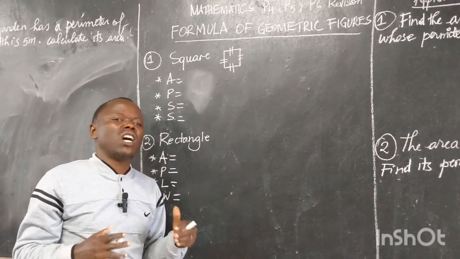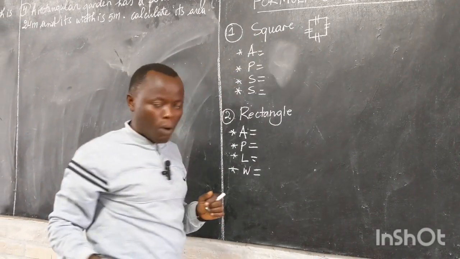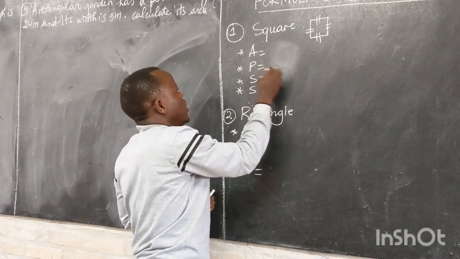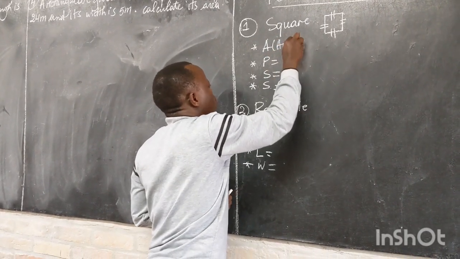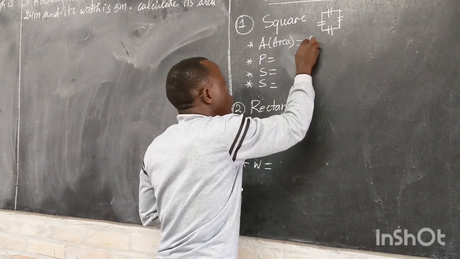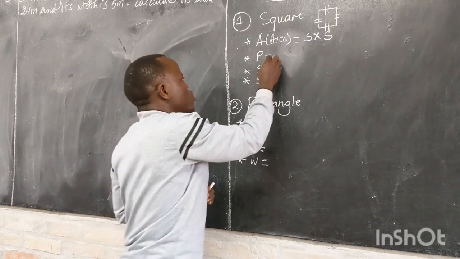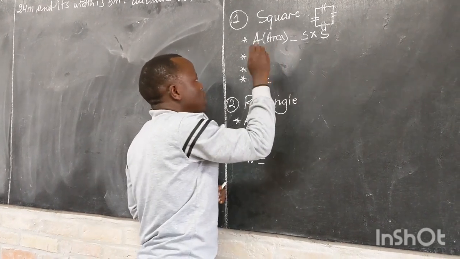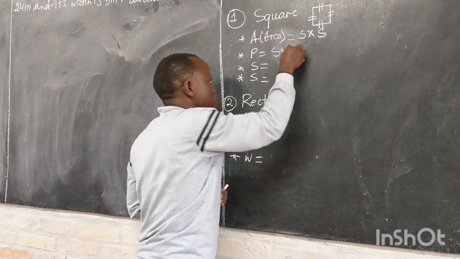And we are going to look at different formulas relating to a square, where we start with the area. How to calculate the area of a square? So this is the area of a square. How do we find the area of a square? So the area of a square is equal to side times side. And we have also perimeter. Perimeter of a square is equal to side times 4.